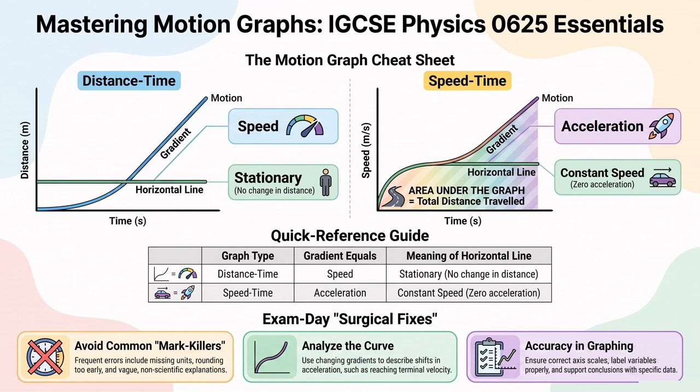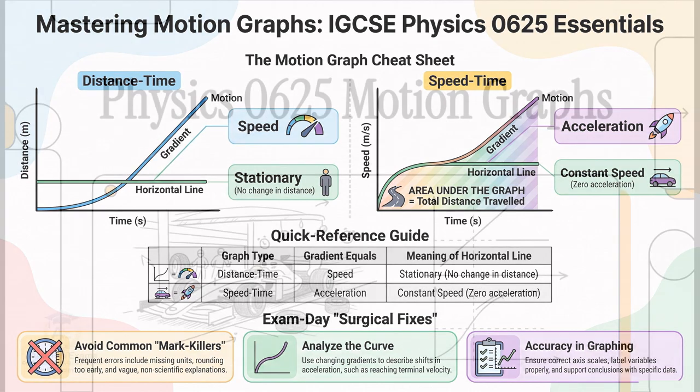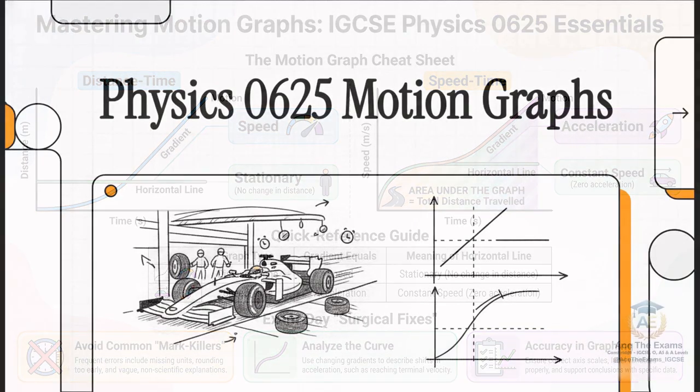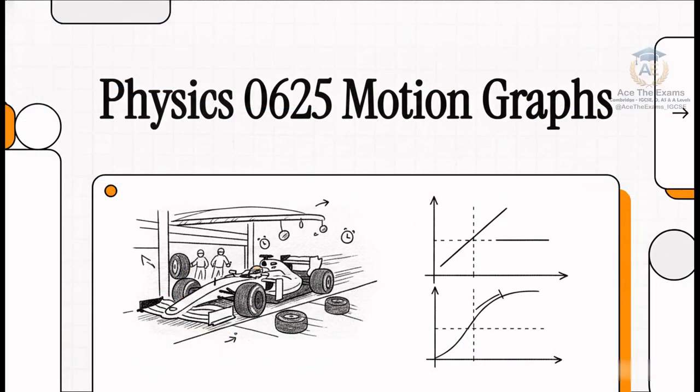Picture an F1 pit stop. The car roars into the box. 2.1 seconds later, 4 tires are changed and it's gone. If a single mechanic hesitates for even half a second, the lead is lost.